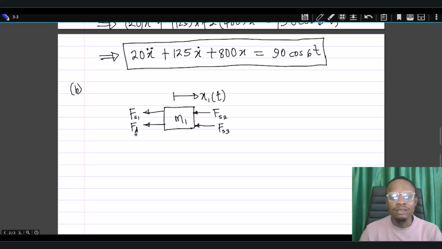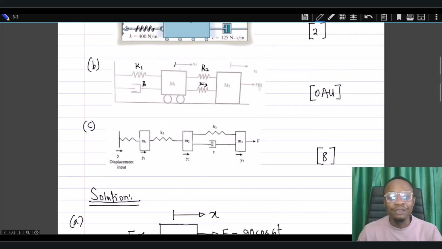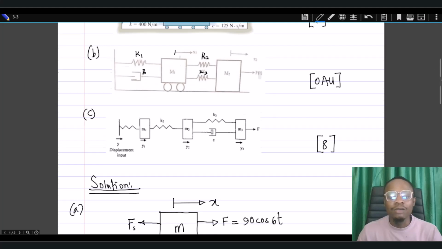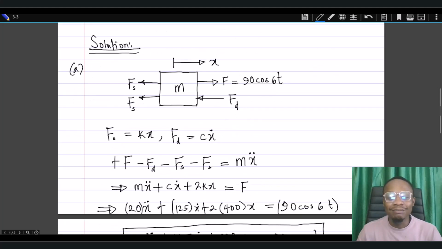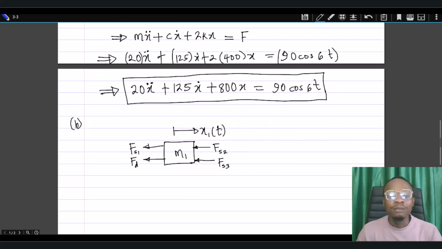If there were two or more of them there, of course, we'll also say this will be FD1 and then the other will be FD2. Those are the components that are directly connected to this mass M1. As far as M1 is concerned, these are the things we're concerned with. Okay, let's move on.